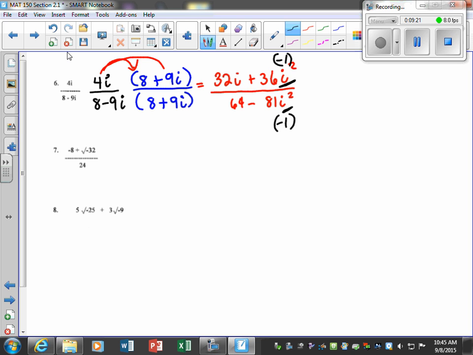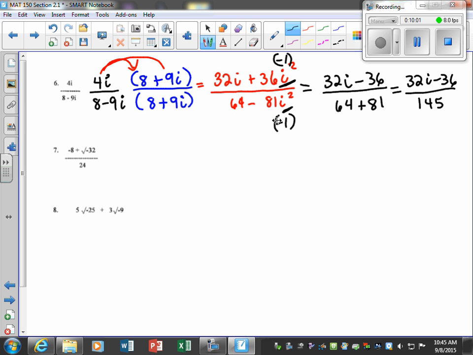So for our calculations, we're going to have 32i minus 36, and then on the bottom we're going to have 64. 81 times the negative 1 is negative 81, but what's minus the negative? Plus 81. Good. Which would just give us 32i minus 36 over 145.